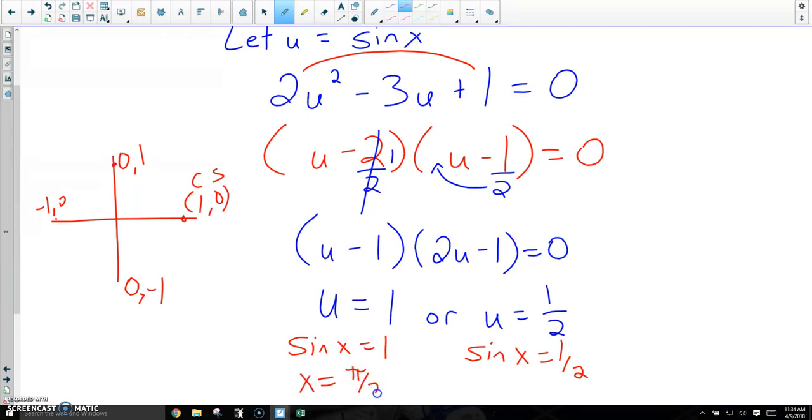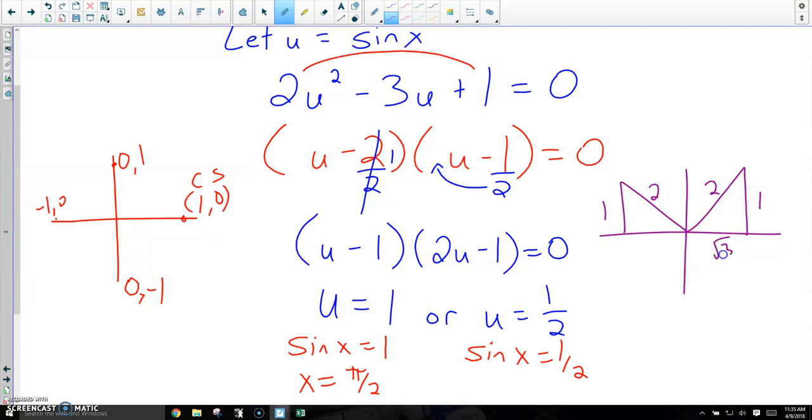And then for sine of x equals 1/2, I need to draw a new coordinate plane. I'm going to have triangles here in quadrant 1 and quadrant 2, because that's where the sine is positive. Opposite over hypotenuse. That makes this side the square root of 3. That makes these 30-degree angles. So my answers would be 30 degrees and 150 degrees, which in radians is pi over 6, or 5 pi over 6.